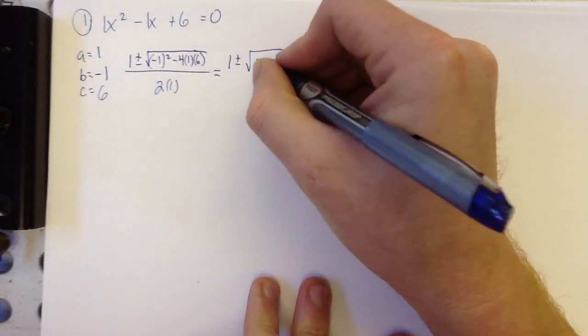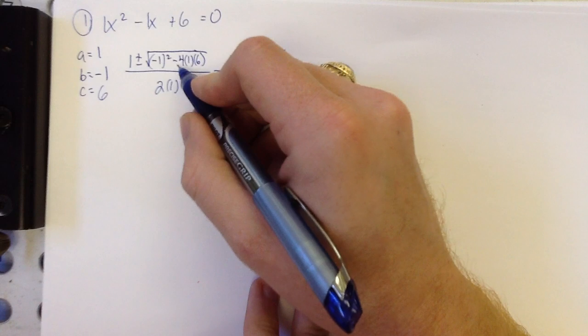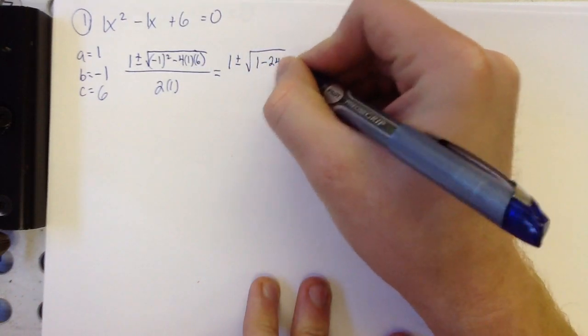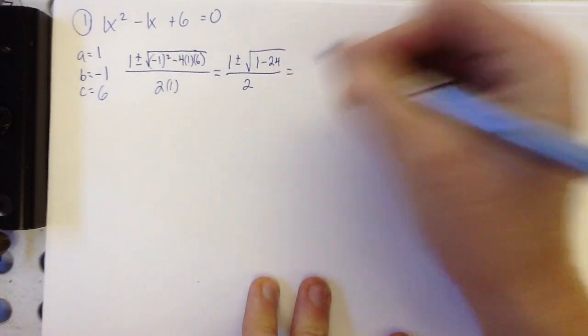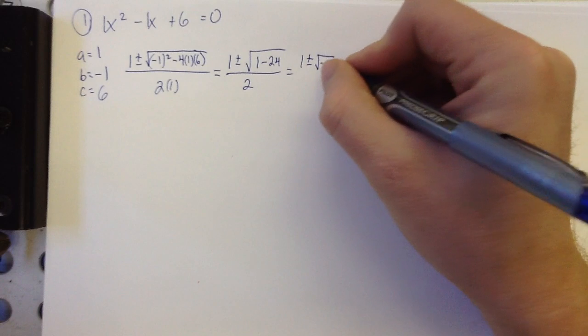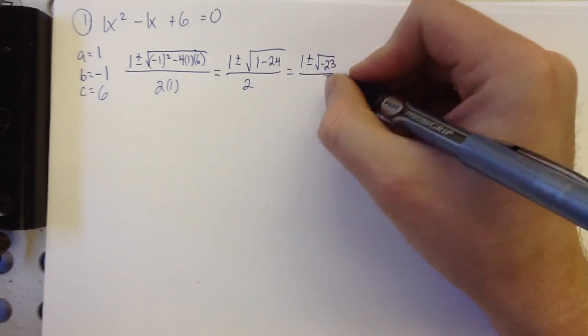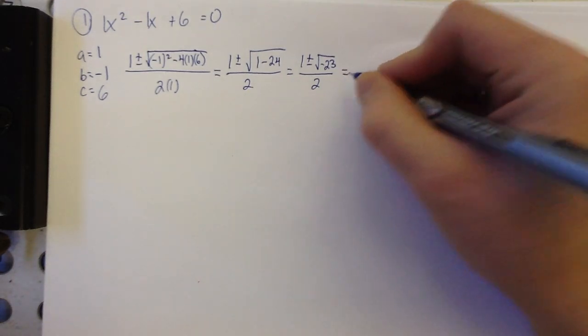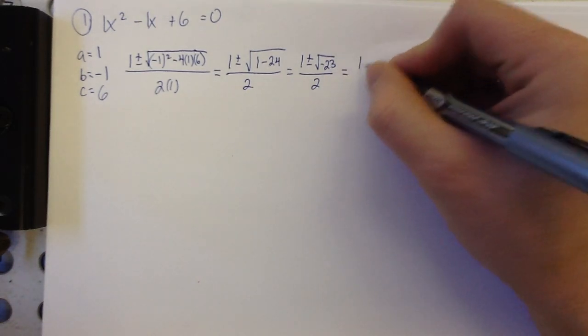So negative 1 squared is positive 1. Negative 4 times 1 times 6, well, that's minus 24. 2 times 1 is 2. So 1 plus or minus the square root of negative 23 all over 2. We're just about done. There's not much more we can do. We do have a negative. We've got to deal with that.